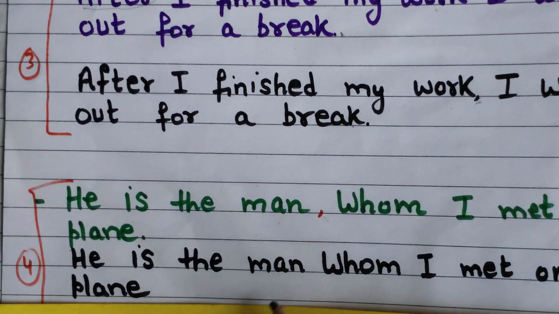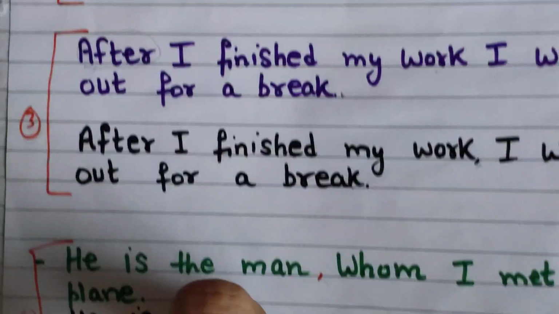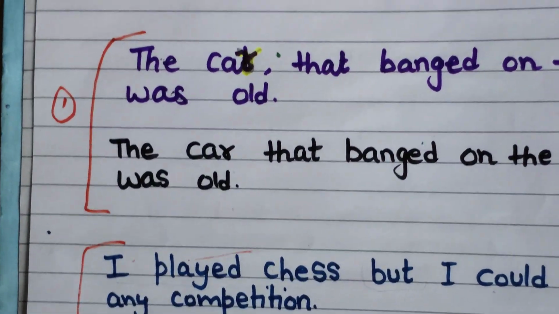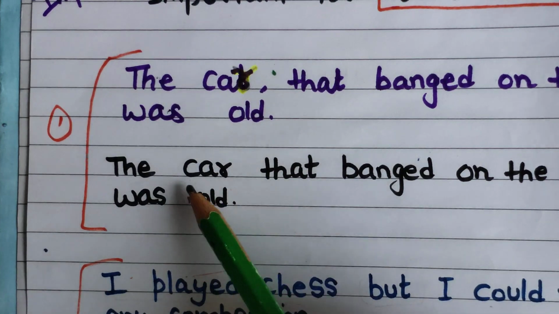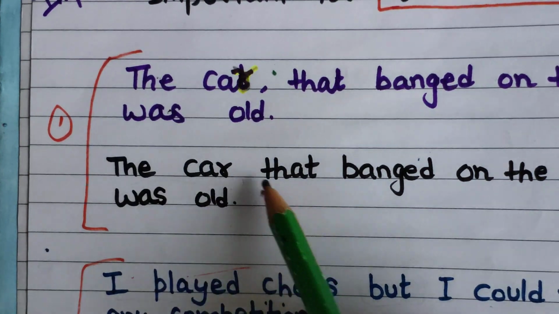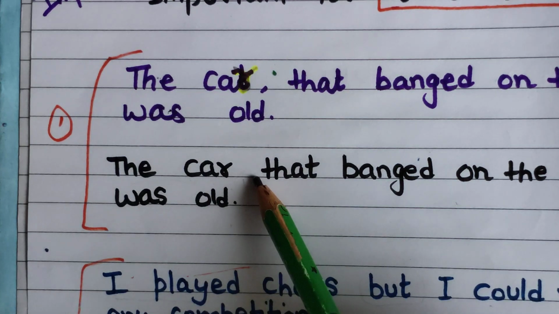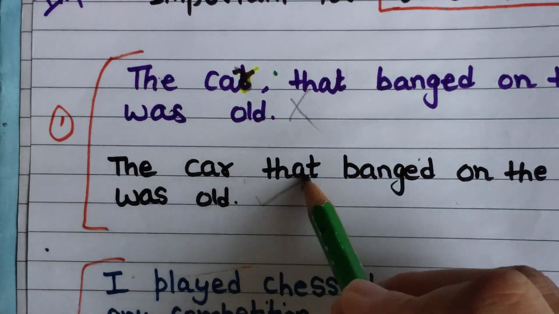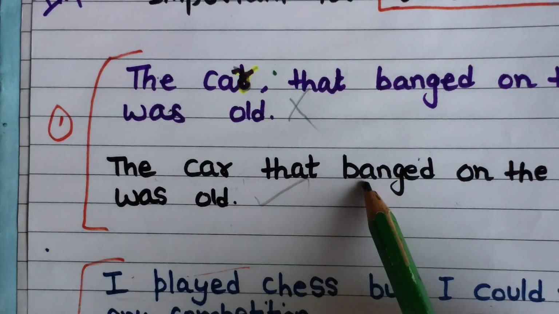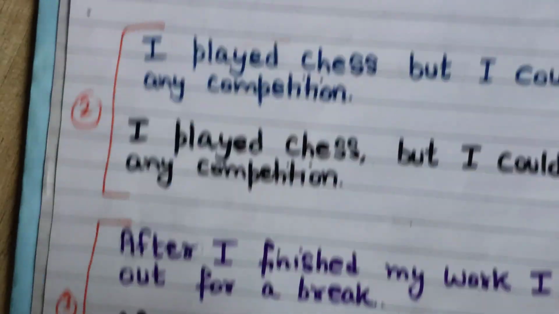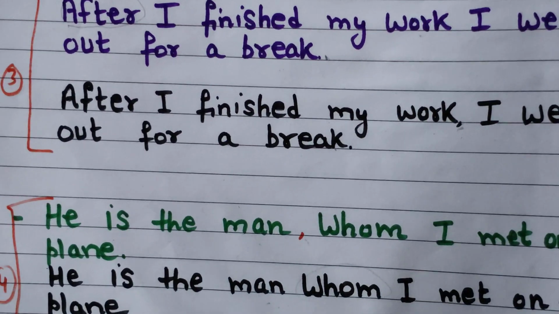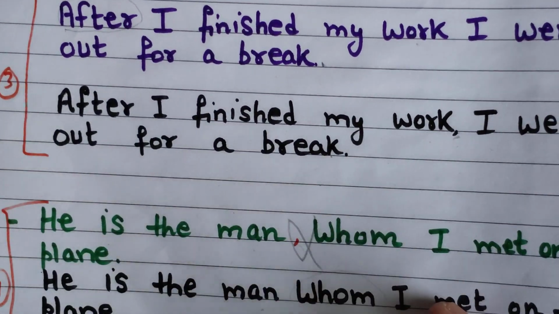He is the man. Here, like whom, we are talking about this man whom I met on the plane. It is the same kind of thing we used in the first sentence. The car, we are explaining the features of that car. That's why we haven't put any comma over here. So this was wrong and this is correct: The car that banged on the wall was old. And similarly in this last sentence, this is wrong and this is right.